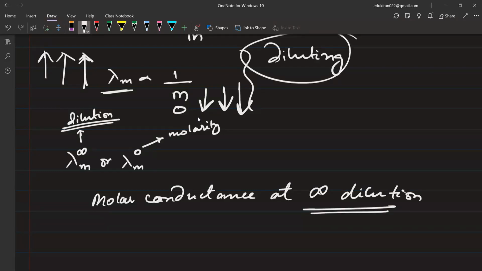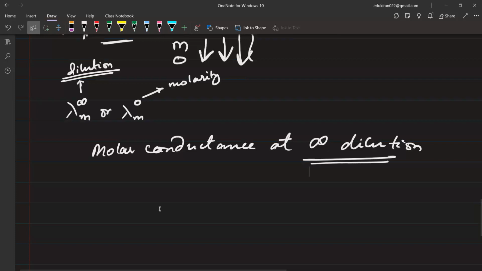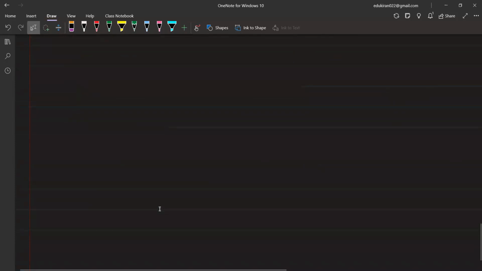Okay. After that, you may be having more problems with strong electrolytes and weak electrolytes, right? A strong electrolyte's conductance increases slowly. A weak electrolyte's increases differently. First of all, you have to understand what is strong and what is weak. So what is a strong electrolyte? Tell me. Any idea?